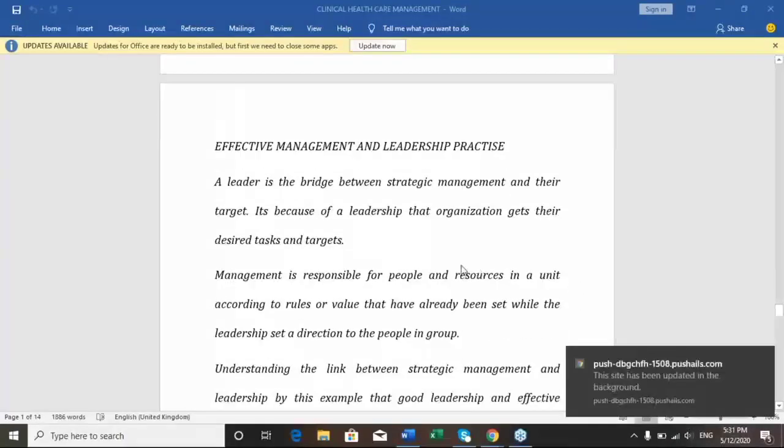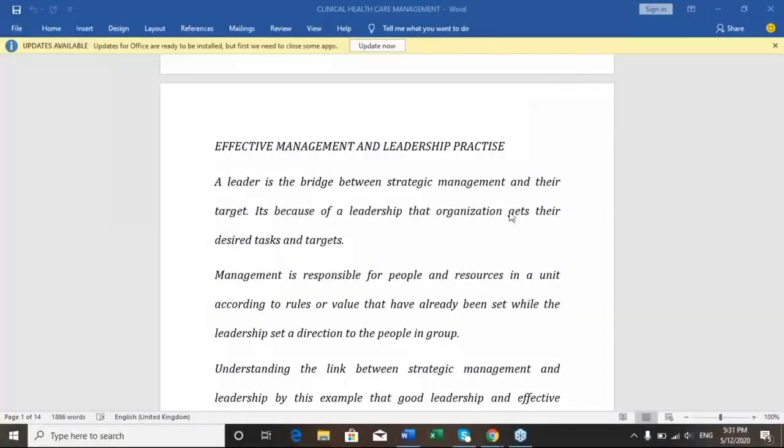So management is responsible for people and resources in a unit according to rules of value that have already been set, while the leadership sets a direction to the people in a group. The management is responsible for people and resources in a unit. That is, for instance, if you have accounting units, an accounting unit will be headed by the director of accounts or HOD accounts, as the case may be.